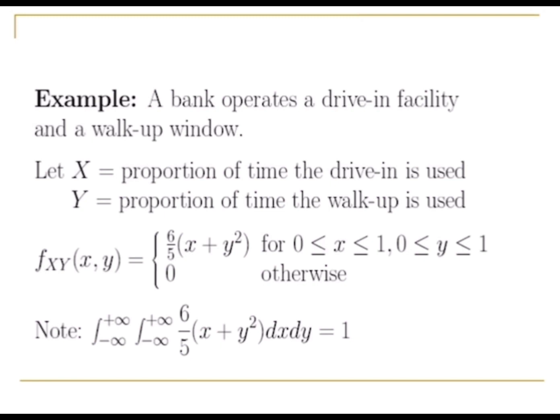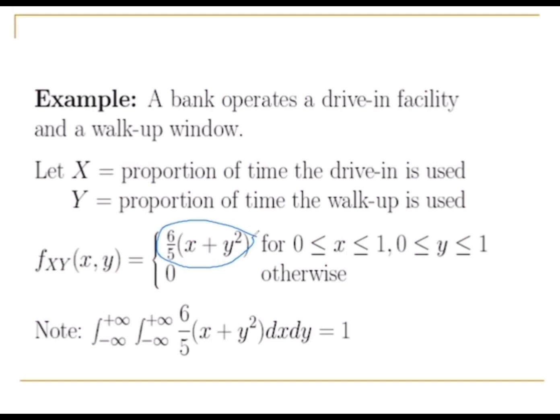Of course, the mathematicians have already developed this model, which happens to be the joint probability density function for X and Y. The range of X is between 0 and 1, and the range of Y is also between 0 and 1. Of course, that is the typical range for a proportion.